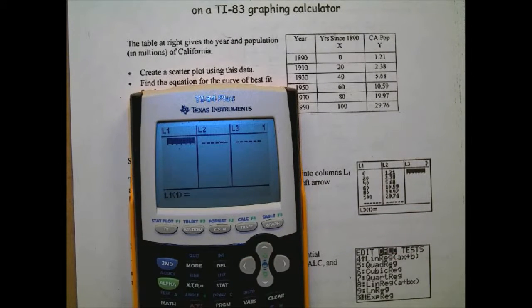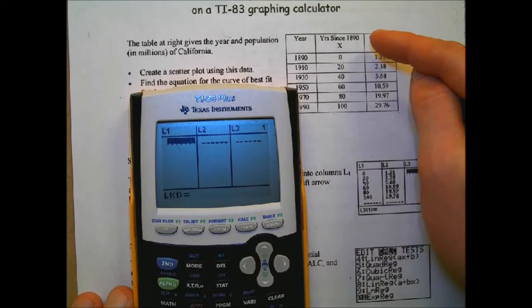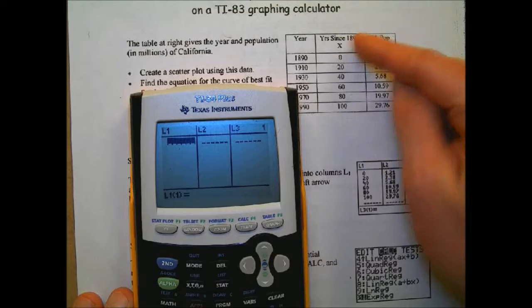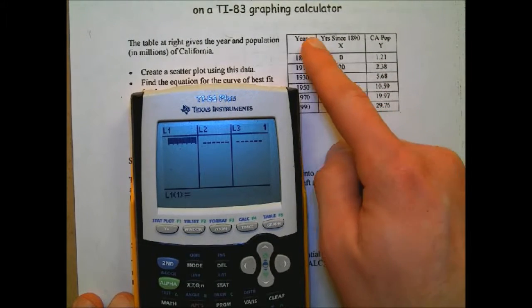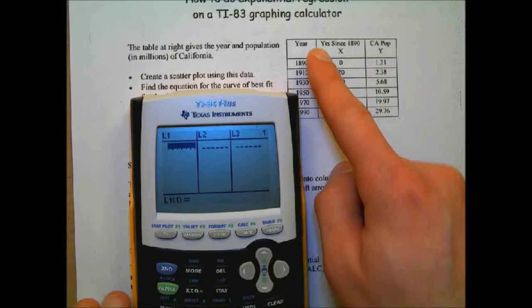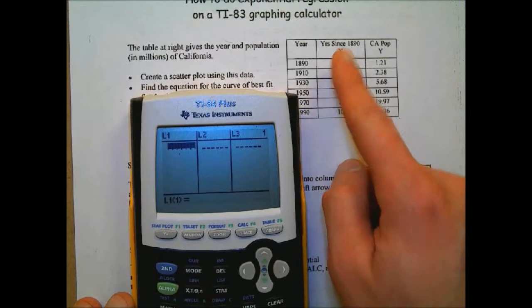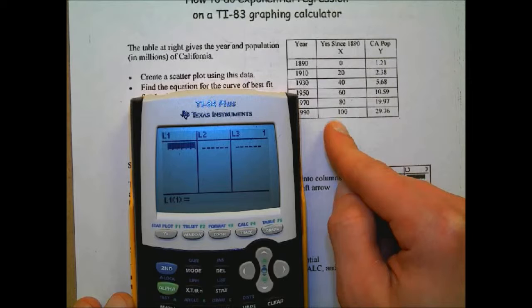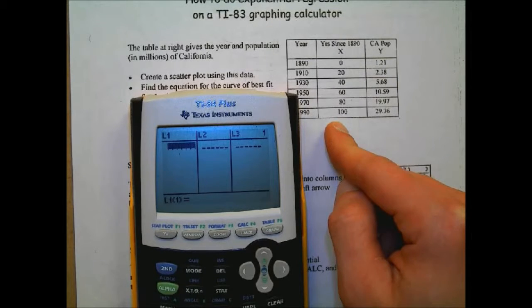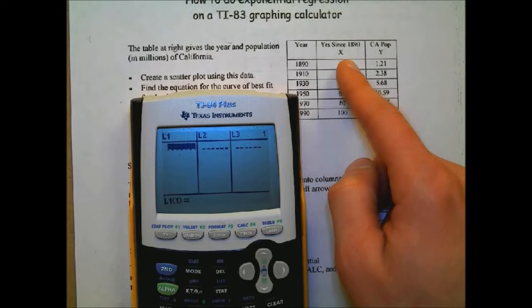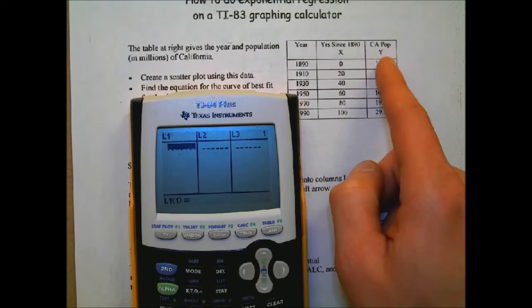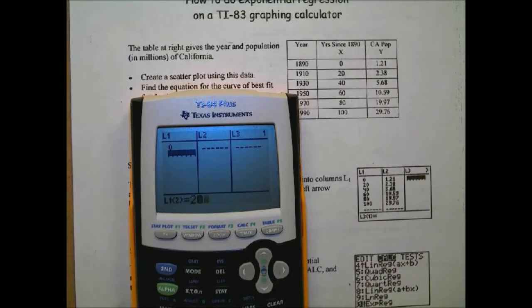Okay? So, you'll see here we have 3 columns of data. Okay? We're not putting the year in as a column. Instead, what we're going to put in the years since 1890. See how it has an X there in that column for the table? That's going to be our L1, and then this will be our L2. So for L1, you're going to do 0, 20, 40, 60, 80, and 100.